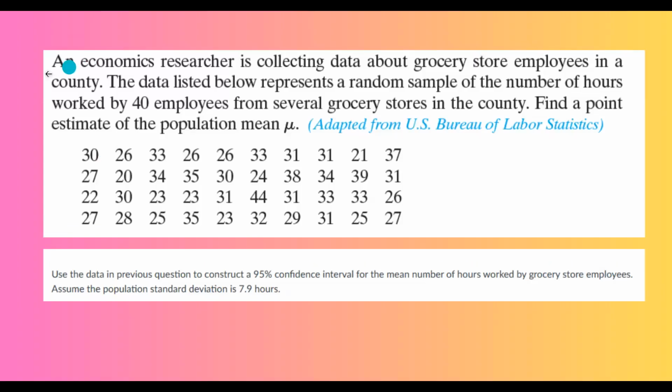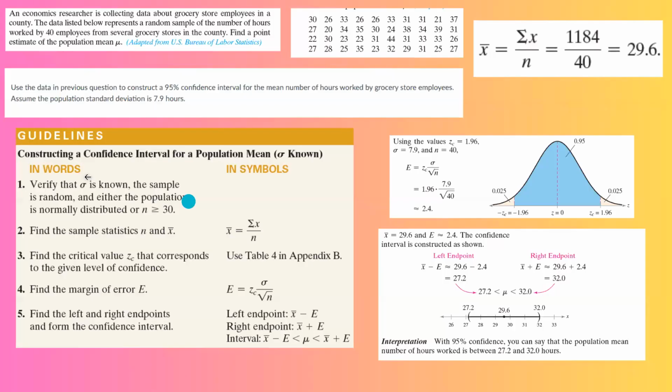Welcome back, everybody. An econ researcher is collecting data about grocery store employees in a county. The data listed below represents a random sample of the number of hours worked by 40 employees from several grocery stores in the county. We want to find the point estimate and eventually construct a 95% confidence interval for the average number of hours worked by grocery store employees, and assume that the population standard deviation from past studies is 7.9. We're going to follow these steps.